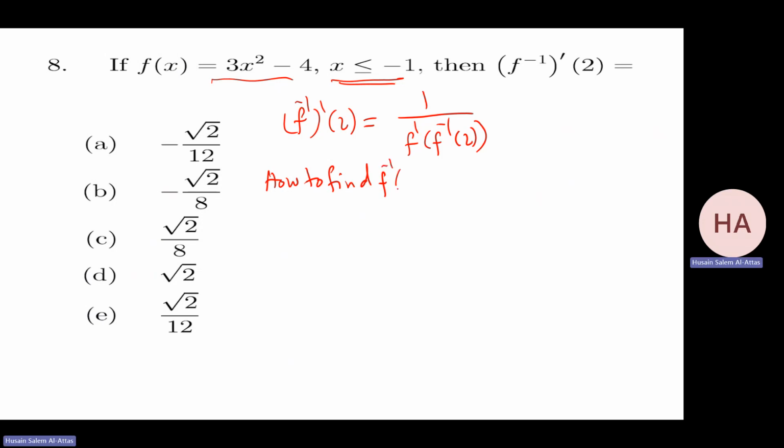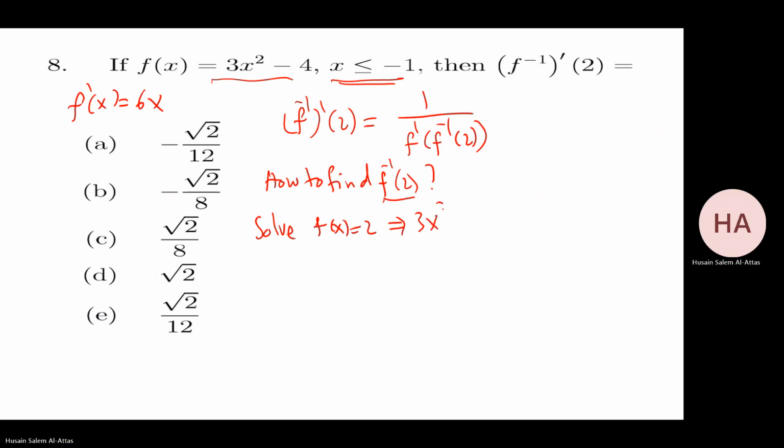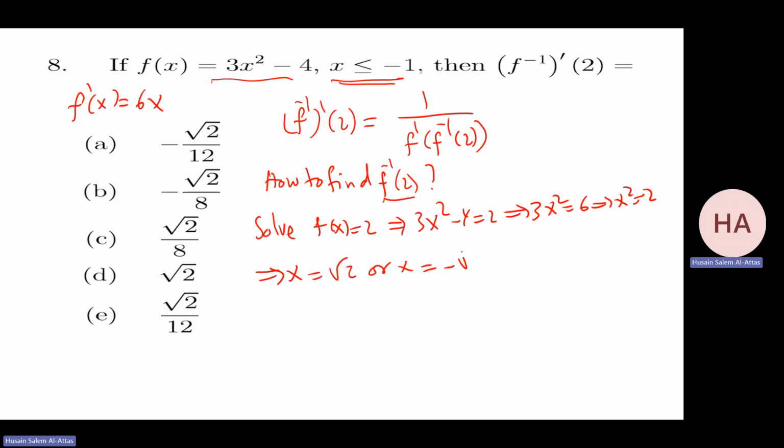F inverse at 2. By the way, f prime is 6x. Very easy to do. So we'll solve f of x equal to 2: 3x squared minus 4 equals 2. So 3x squared equals 6, so x squared equals 2. So x equals square root of 2 or x equals minus square root of 2.